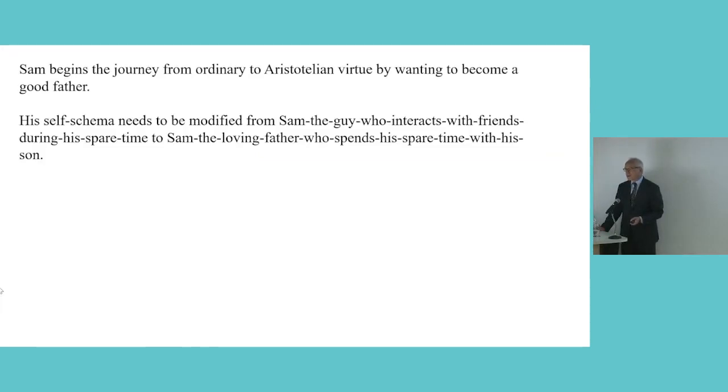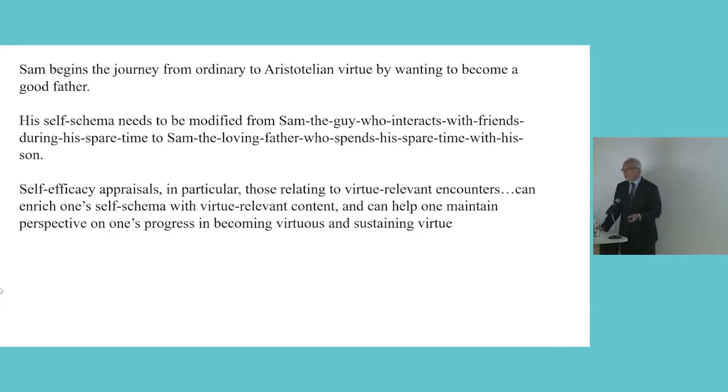The concept here is that, well, somebody might want to be a good father and then has a, this is her text, self-schema is modified from the guy who hangs out with his friends to Sam, the loving father. And then self-efficacy appraisals, those relating to virtue. Virtue-related encounters can enrich the self-schema. So essentially the person is trying for something, observes themselves, they're successful at some things. Oh, I'm taking care of my son. That feeds back into a change in schema.